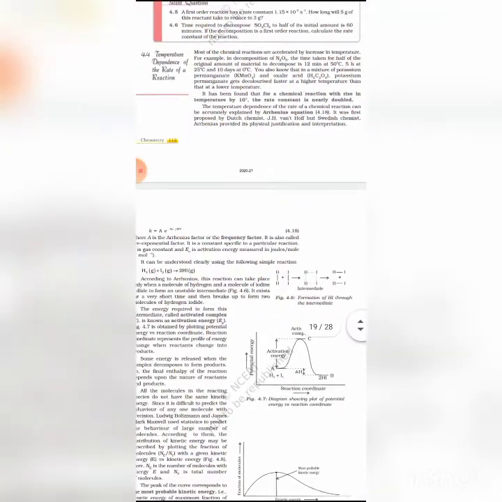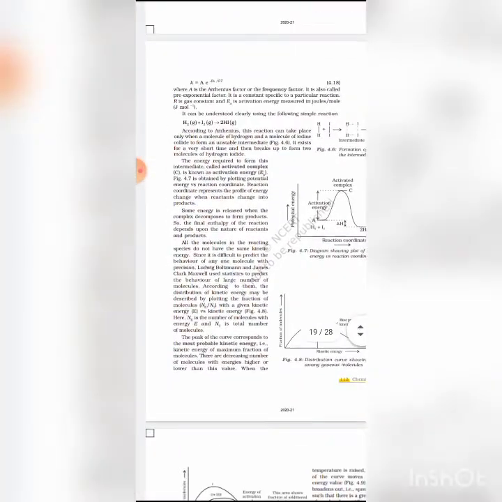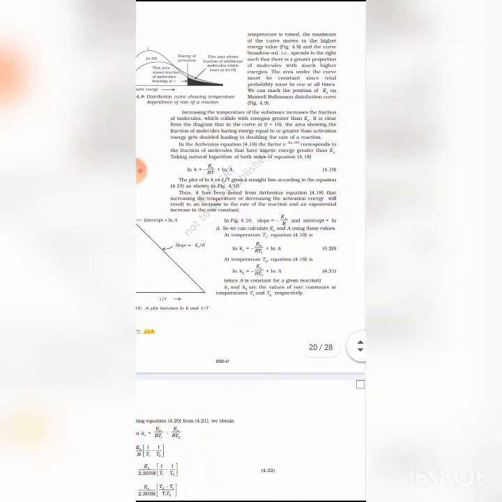Now we discuss the Arrhenius equation. The Arrhenius equation relates the rate constant with temperature, that is, K equals A into e to the power minus EA by RT, where A is the constant called the frequency factor and EA is the energy of activation.